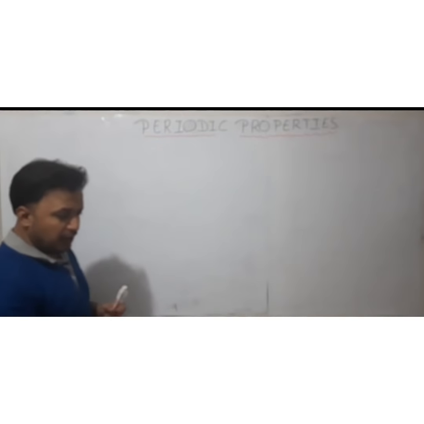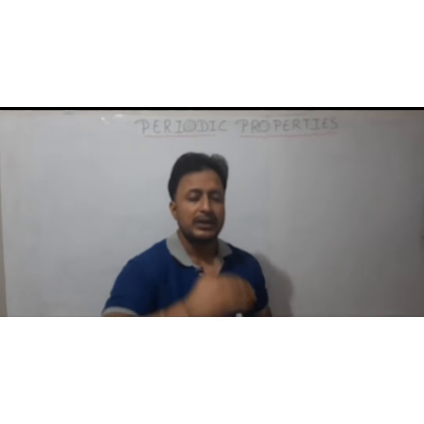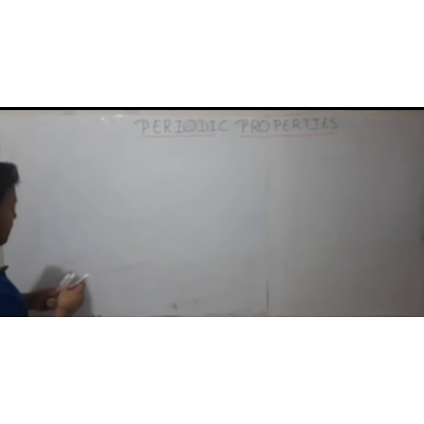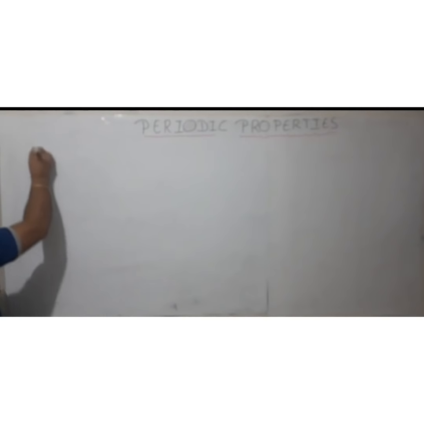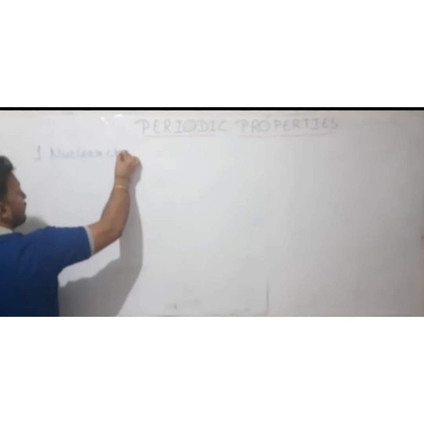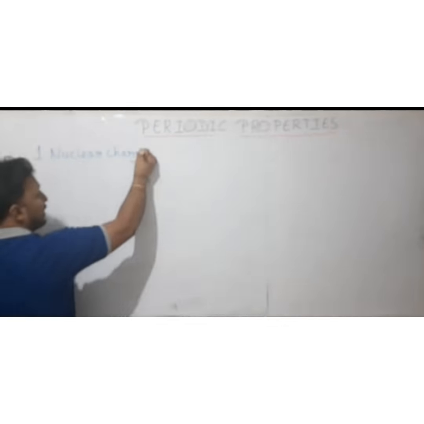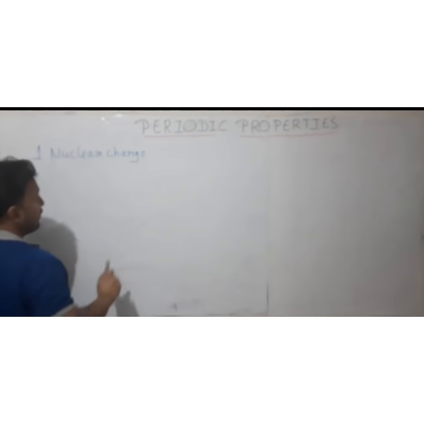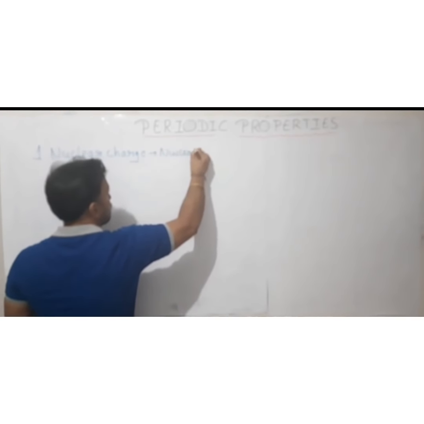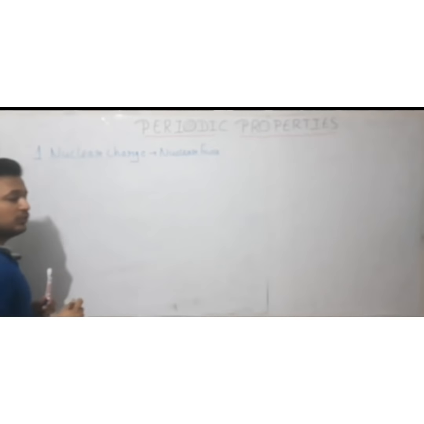So let's start. Before starting any periodic properties, you must understand the basic concept. If you understand one of the periodic properties properly, you can understand the rest very easily. So the first property which we are going to discuss today is nuclear charge. Now this is a very important thing. If you understand nuclear charge, then you can understand the property variations. Nuclear charge is also known as nuclear force.